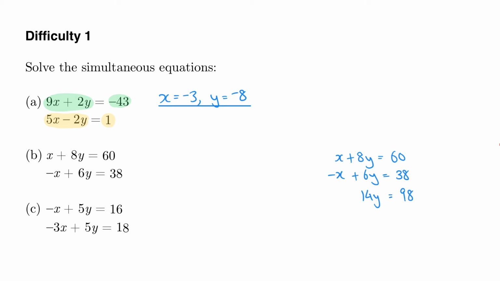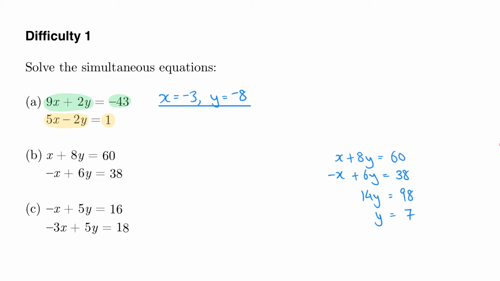So I can now solve this to find out what y is. Dividing the left-hand side by 14, I just get y. And 98 divided by 14 is 7. So we know that y equals 7. But remember, we're not done there. We need to find values for x and y. So we need to substitute this into one of the equations.